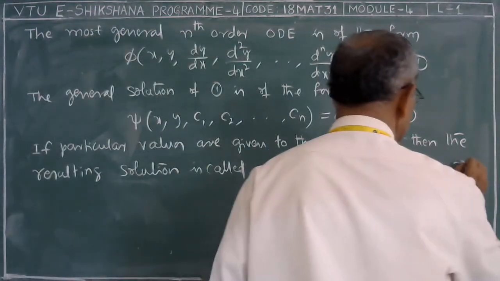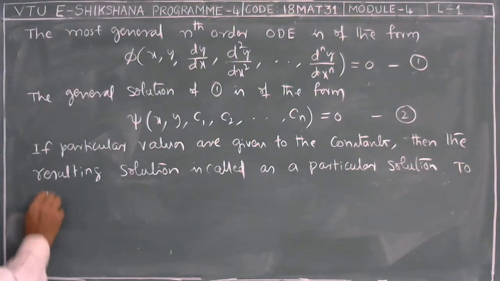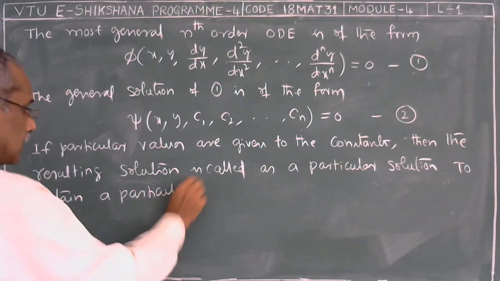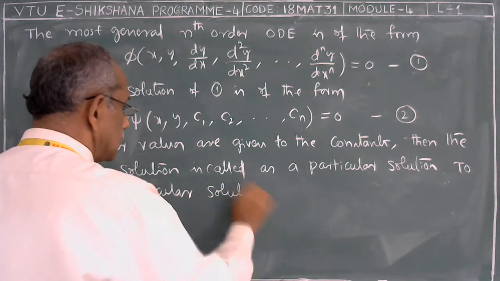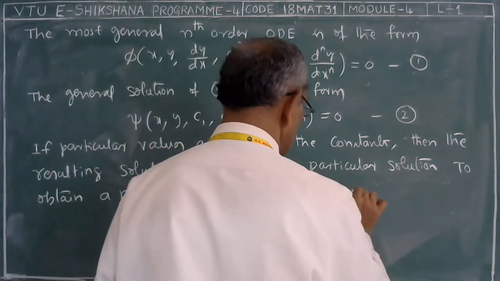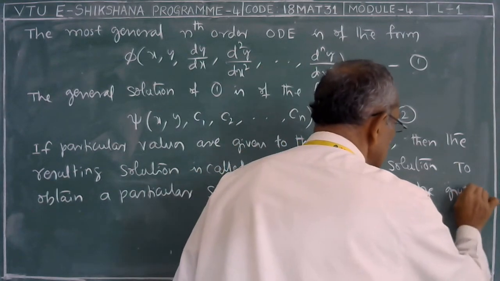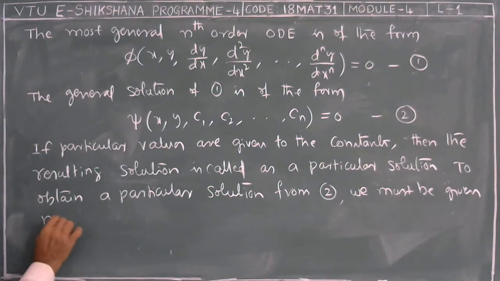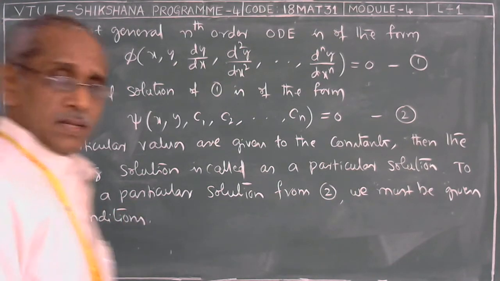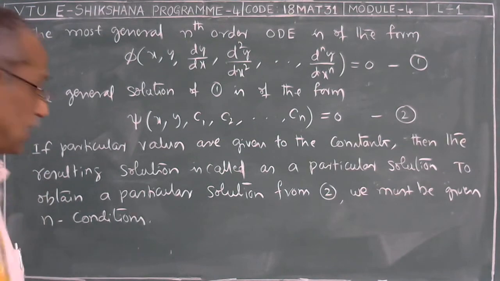So to obtain a particular solution from the general solution 2, we must be given n conditions. If all the n conditions are specified at a single value of x, then the problem is called an initial value problem.